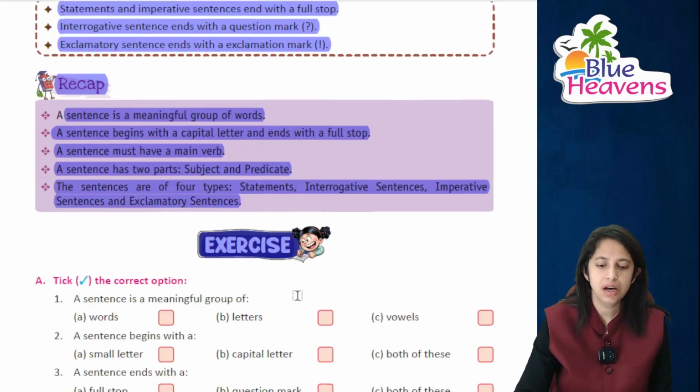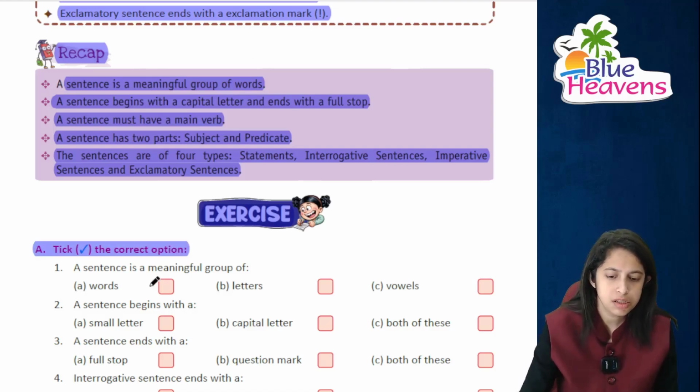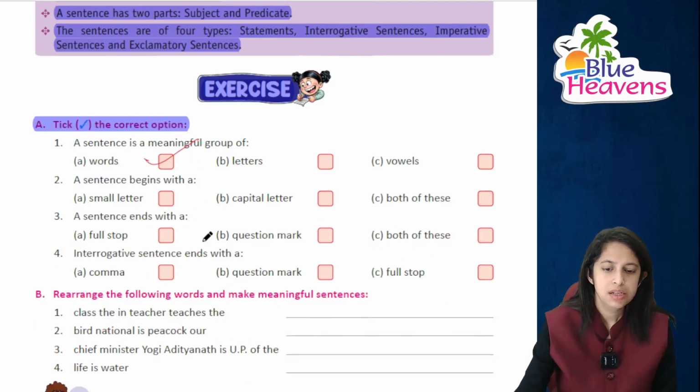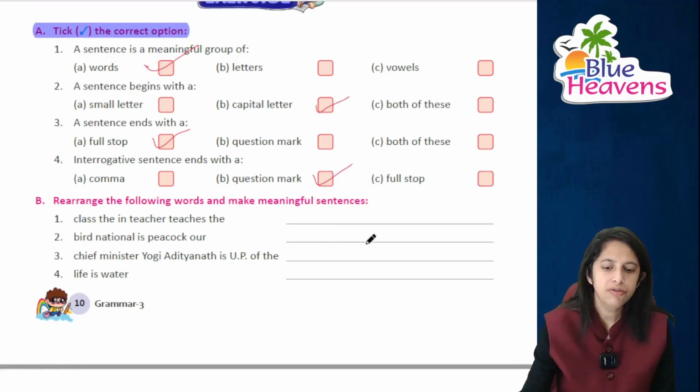Moving on to the exercise, now we'll take the correct options, right? Sentence is a meaningful group of words. It is a meaningful group of words, right? Sentence always begins with a capital letter and it ends with a full stop. Interrogative sentence किससे end करते हैं? Question mark से, right?